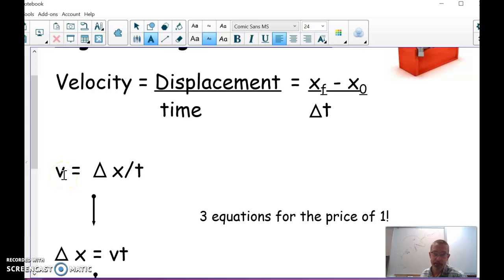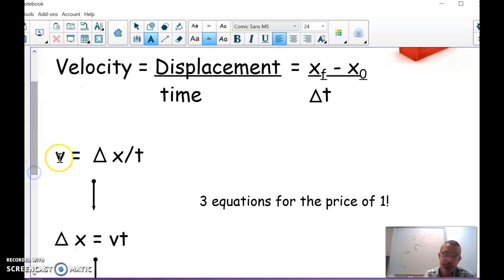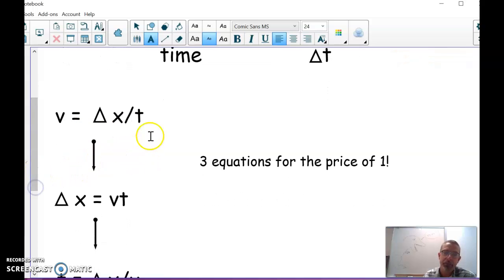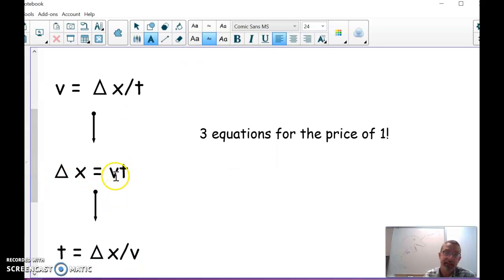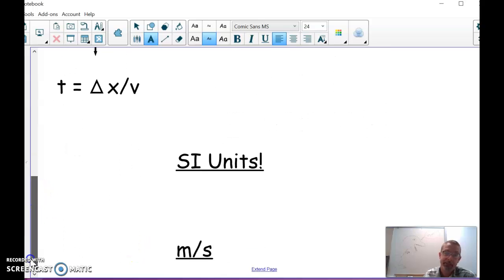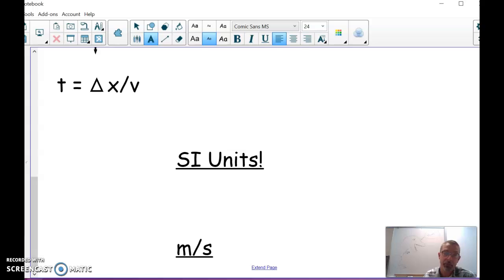But the nice thing is that we can use a little bit of algebraic juggling, and we can actually get 3 equations for the price of 1, which is going to be pretty handy for us. So just as velocity equals delta x divided by t, I can rearrange this, multiply through by time, and get delta x equals velocity times time. Or, conversely, now that I've got this equation, I can divide by velocity and say that my time is going to equal delta x divided by my velocity. And again, we're going to keep it in our SI units when we solve this.